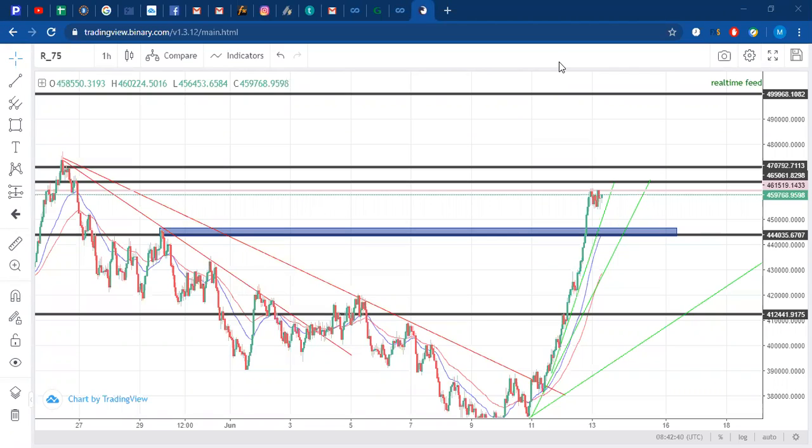The time here is currently like 9:42 a.m. Today I'm going to be doing an analysis on VIX 75, Volatility Index 75. You can see it right here, VIX 75 index.